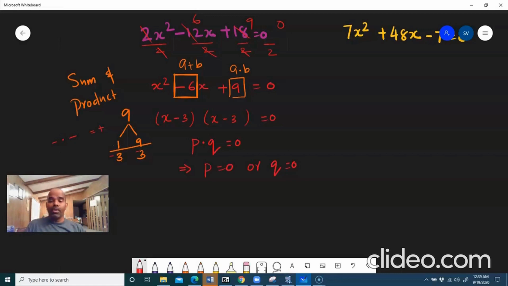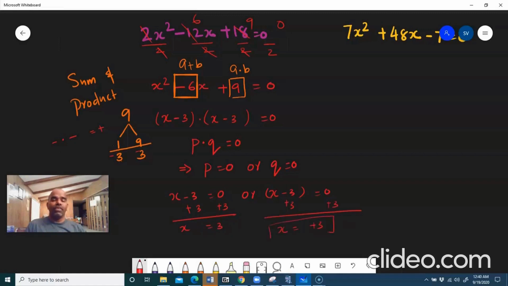And so we can use that here. x minus 3 into x minus 3 equal to 0. That means either the first x minus 3 equal to 0 or the second x minus 3 equal to 0. So x minus 3 equal to 0 means what is x? Add a 3 on both sides. So x will be equal to plus 3. Here also the same, add a plus 3 on both sides. So x will be positive 3.